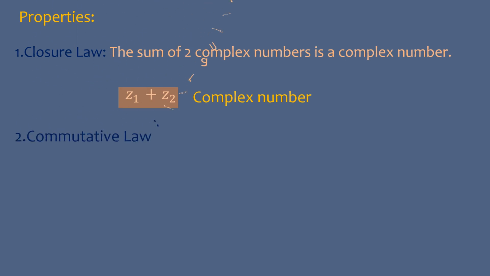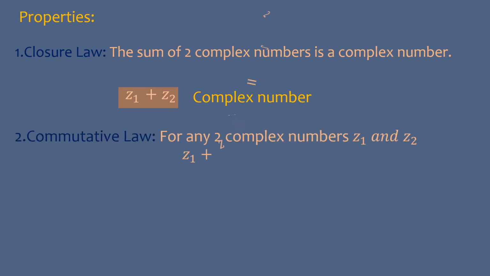The second property is commutative law, which states that for any two complex numbers z1 and z2, z1 plus z2 is equal to z2 plus z1, which means the order of addition of two complex numbers does not affect the result, as 2 plus 3 and 3 plus 2 both are equal to 5. The same is the case with addition of complex numbers.